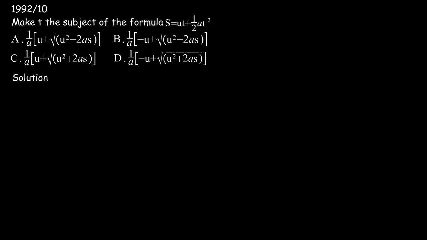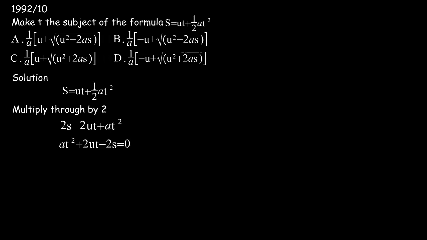We have another question from 1992, and this is going to be our final question. It states that make t the subject of the formula s is equal to ut plus half at square, and we're given the options. Our first step is to multiply through by 2 to remove our fraction, and when we multiply through by 2, we get 2s is equals to 2ut plus at square.